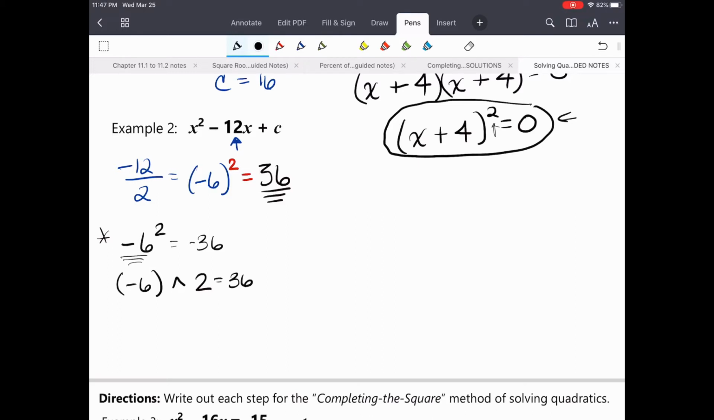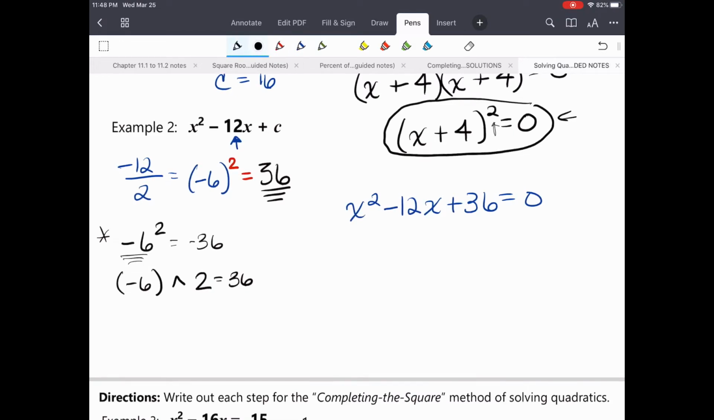Just want to make sure that's clear. All right, and now it's just a matter of putting it all together. So we've got x squared minus 12x plus 36 equals 0. And then we're going to go ahead and write that as a square of a binomial.